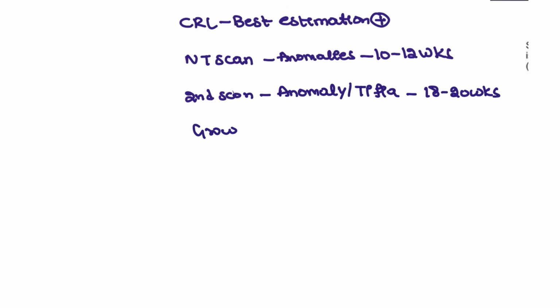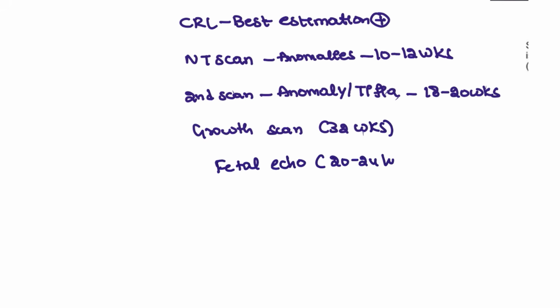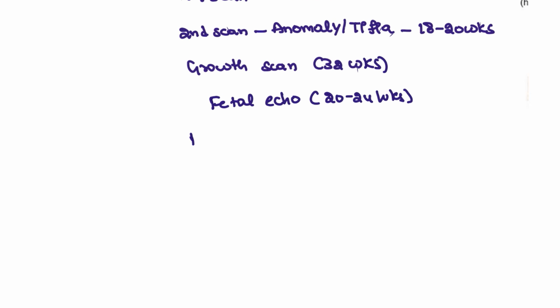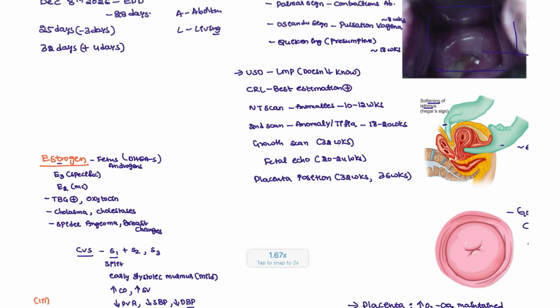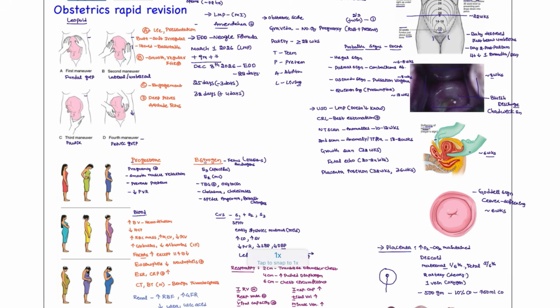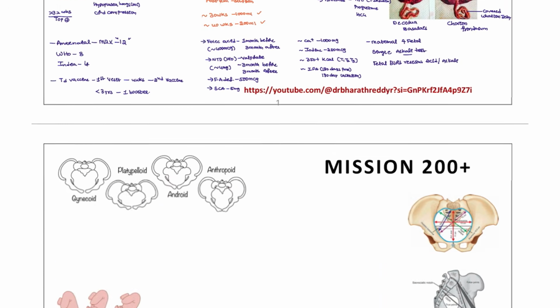And then we go for the growth scan. This is done at 32 weeks. Okay, and the fetal echo, if needed, we have to take around 20 to 24 weeks. And placenta position is checked at 32 weeks and 36 weeks. Both times we have to check. So these are some of the scans that are important, frequently asked in the examination, right? These are just the basics of antenatal care only.